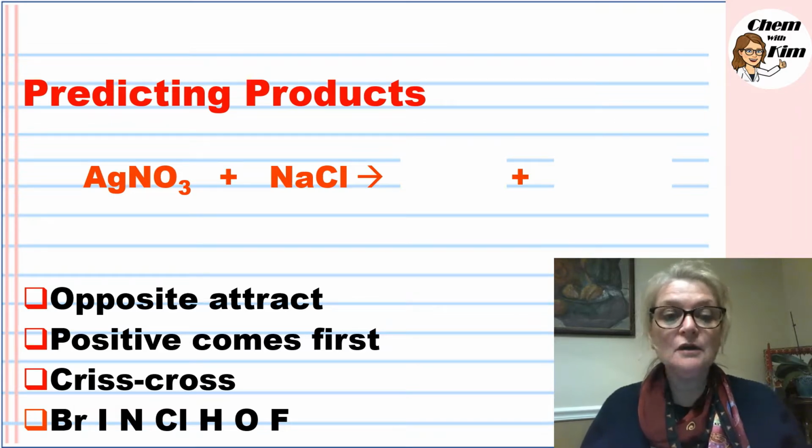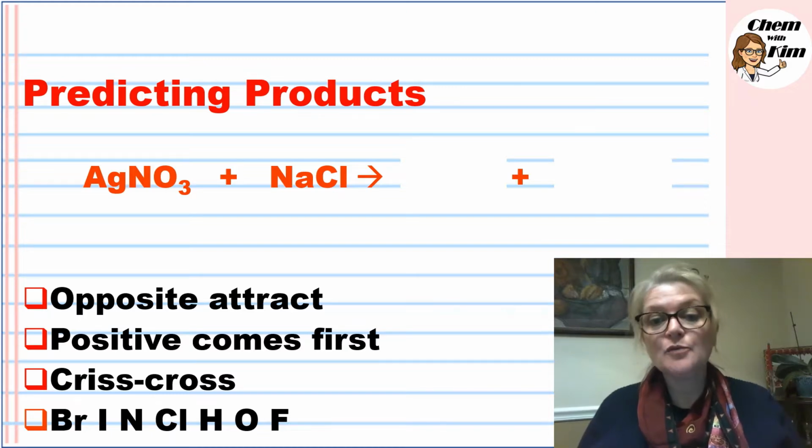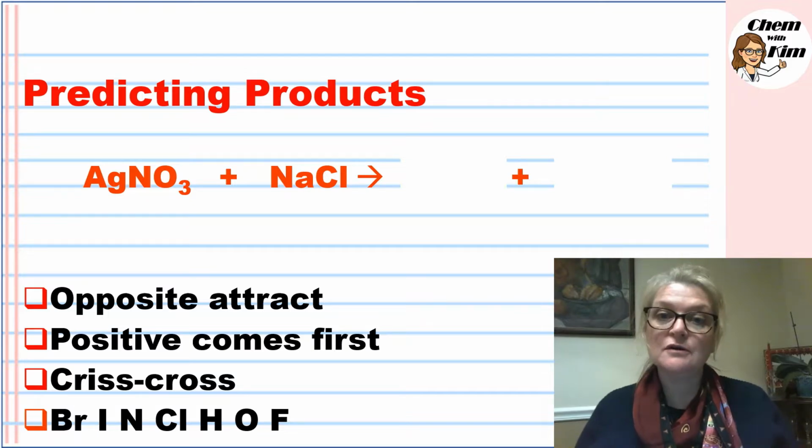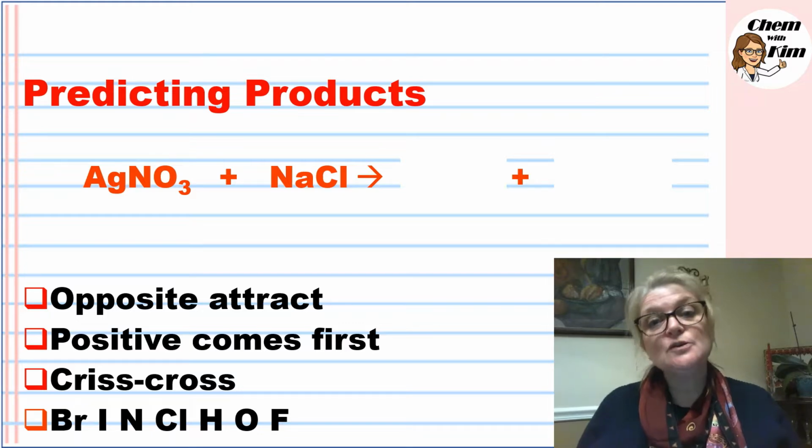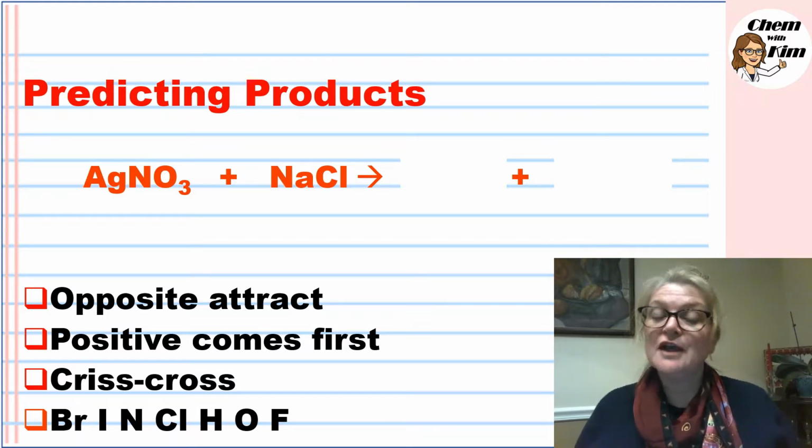We can see here that we have silver nitrate reacting with sodium chloride, but on the product side there's nothing written. And we have to figure out what the products are going to be when these 2 compounds react with each other. So if we remember our song, opposites attract, first thing we need to do is figure out the charges on all the ions so we'll know which ones can come together.